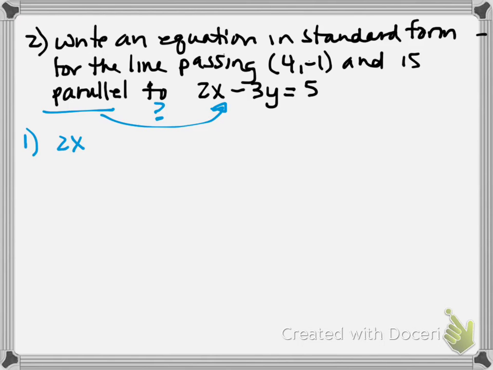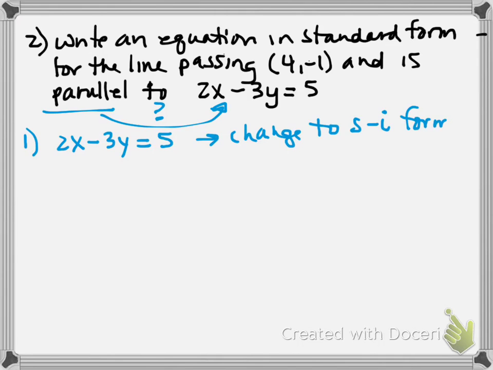So we're going to take this and put it into a form that identifies slope. The easiest is slope-intercept form. I abbreviate slope-intercept form as S-I. To do that, we're going to get y alone. We subtract 2x from both sides. We get -3y equals -2x plus 5, and then we divide everything by -3.